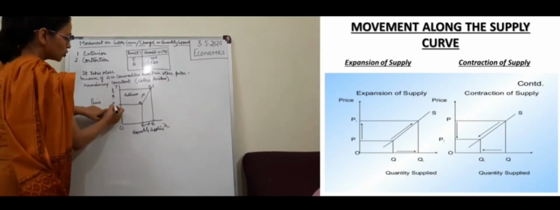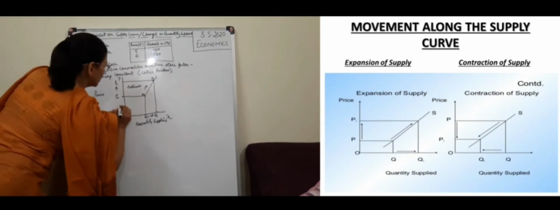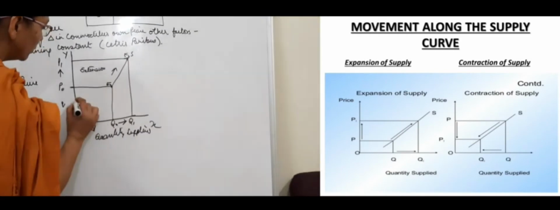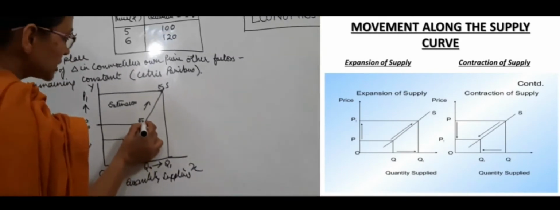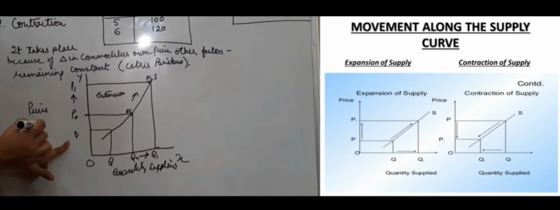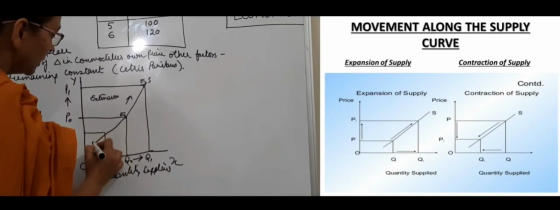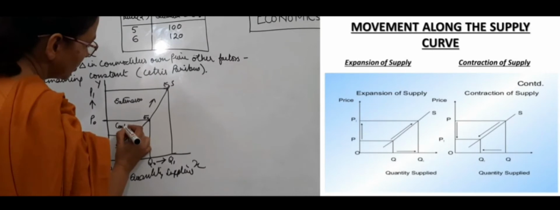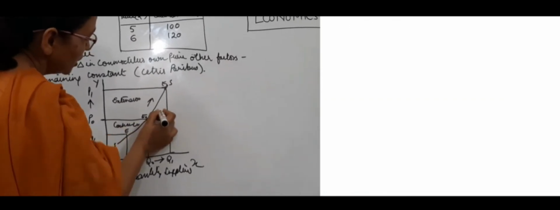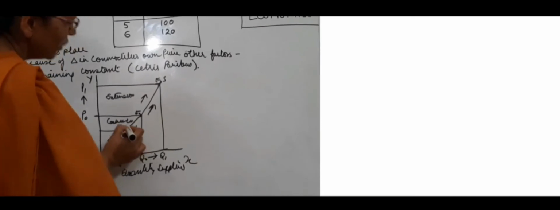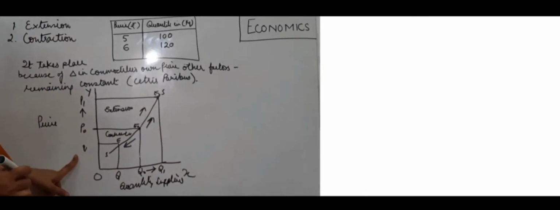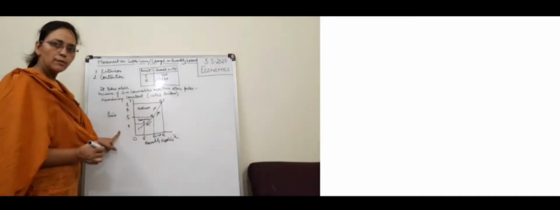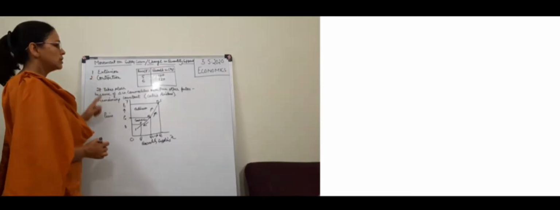Now when again the price falls from P0 to P, the quantity supplied decreases from Q0 to Q. So this downward movement on the same supply curve is known as contraction. Alright, upward movement is expansion, downward movement is contraction on the supply curve. This is how the movement takes place on the supply curve because of the change in price. Is it clear? Now the next is shift of the supply.